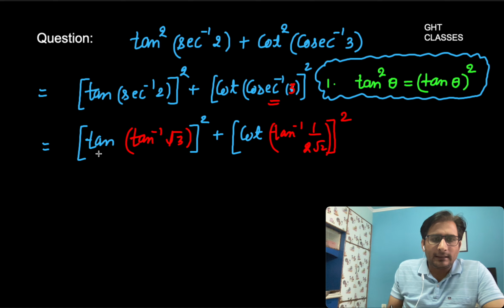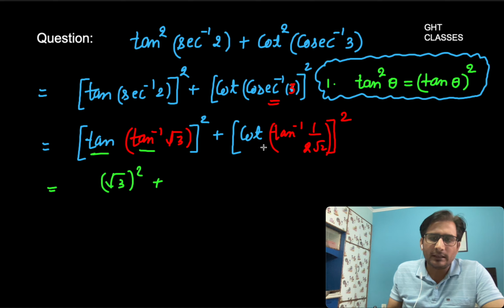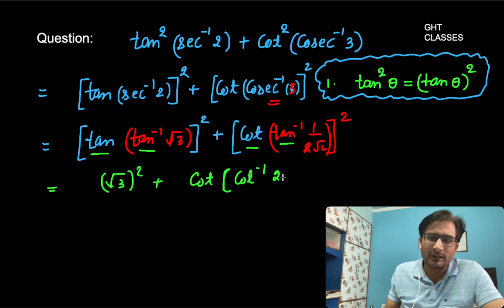Now this tan cancels this tan inverse, the remaining is root 3 square plus, okay, this is cot, this is tan. So we need to change it. This cot is as it is. Let us change this tan inverse into cot inverse. It's reverse, 2 root 2 upon 1, and complete square.